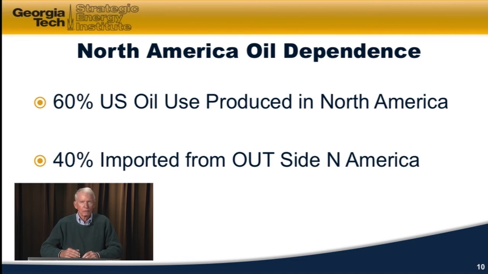So in a nutshell, about 60% of our U.S. oil used is produced in North America, and 40% is imported from outside North America. And back to just looking at the North American versus U.S. So that just shows us some of the various ways that we can look at energy and oil independence.